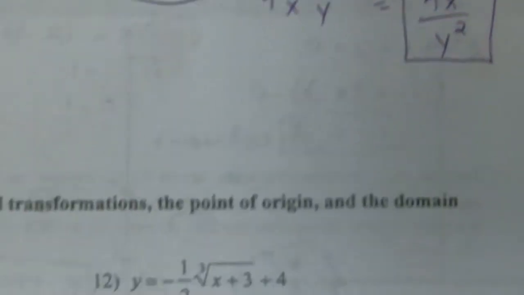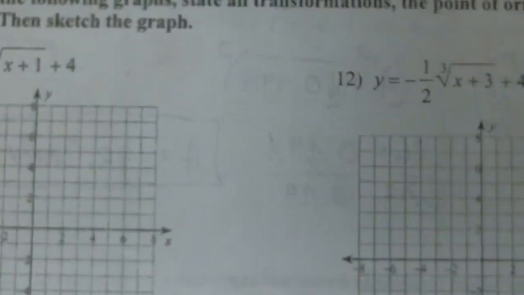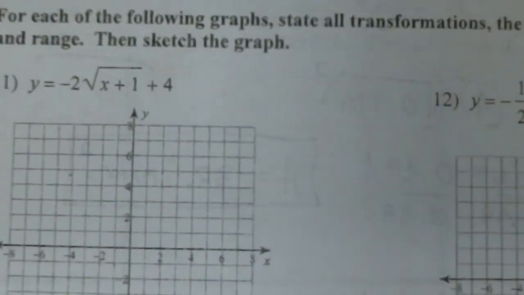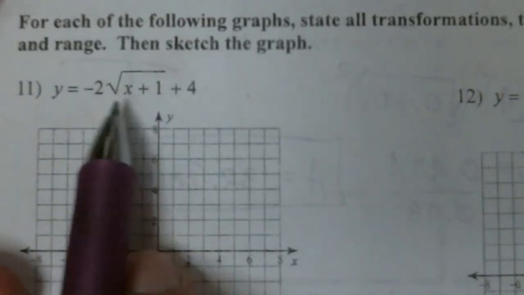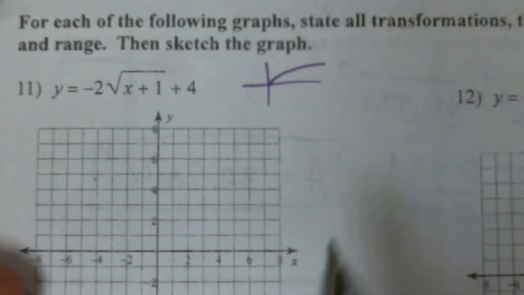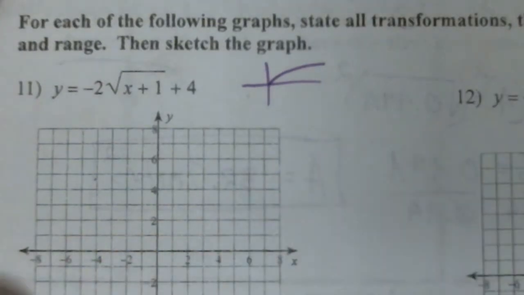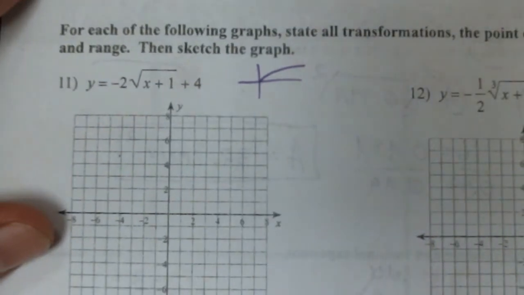Let's look at these last two, where we're graphing our radical function. We want to state the transformations, the point of origin, and the domain and the range. In this first one, I've got a square root, so I'm thinking my graph looks something like that. I'm just going to write T for transformations. Let me zoom out here just a little bit.